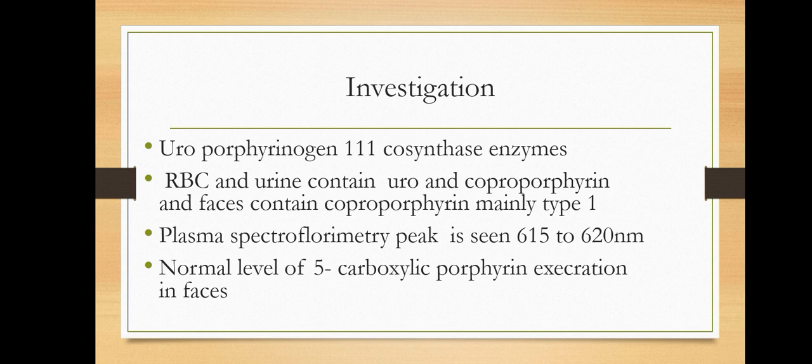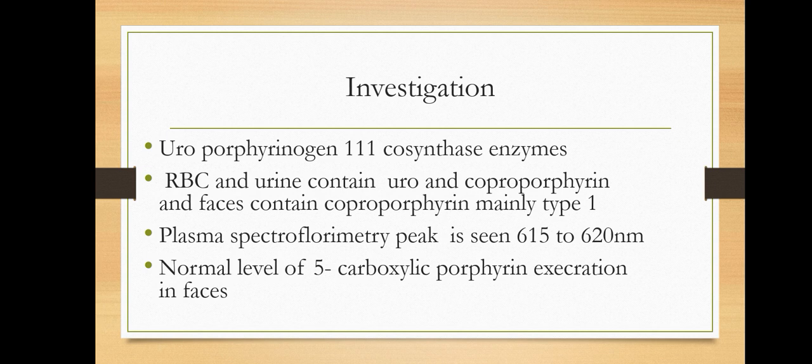Investigation: uroporphyrinogen III cosynthase enzyme. This is the most important enzyme which is usually deficient in congenital erythropoietic porphyria. RBC and urine contain uro- and coproporphyrin. This is the second line investigation. And feces contain coproporphyrin, mainly type 1.